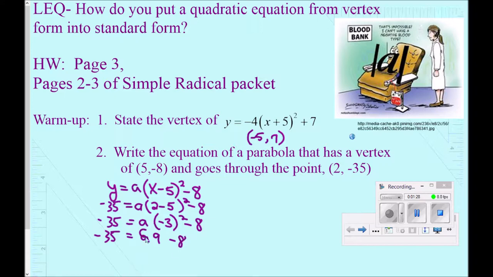So I'm just going to rewrite that as 9a. And then I'm going to add 8 to both sides, which is -27. Divide by 9, which gives me a is -3. So y equals -3 times the quantity x minus 5 squared minus 8.